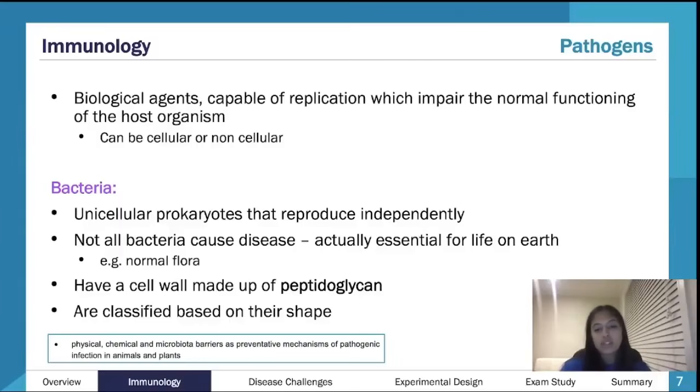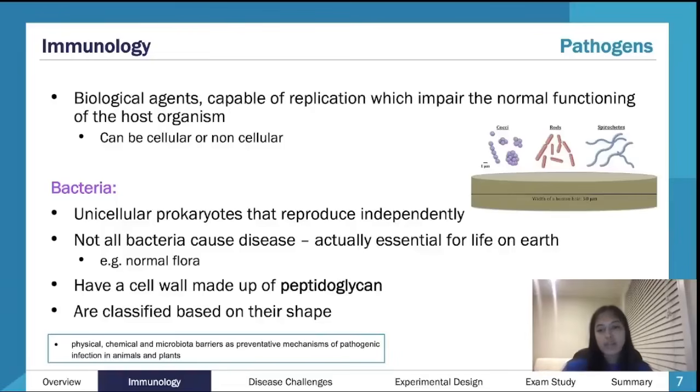In terms of the cell wall, this idea of peptidoglycan is not something vital to know, but it is important for certain bacteria, and it can be a good target for a lot of antibiotics. And we classify them based on their shape. So you've got cocci, rods, spirochetes, all these different types. It's not vital for you to know what's what, and you don't need to know specific examples of bacteria, but just understand that they come in different shapes. Typically, the ones used on a lot of beaker diagrams are your rods. But there are different types, so just be aware of that.